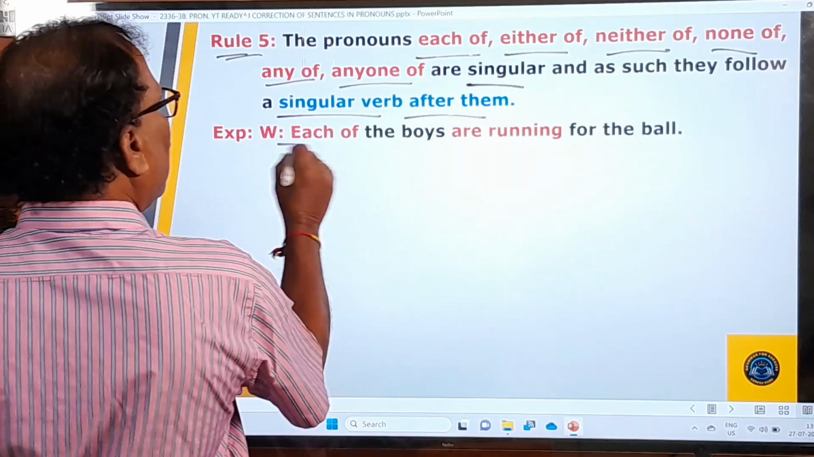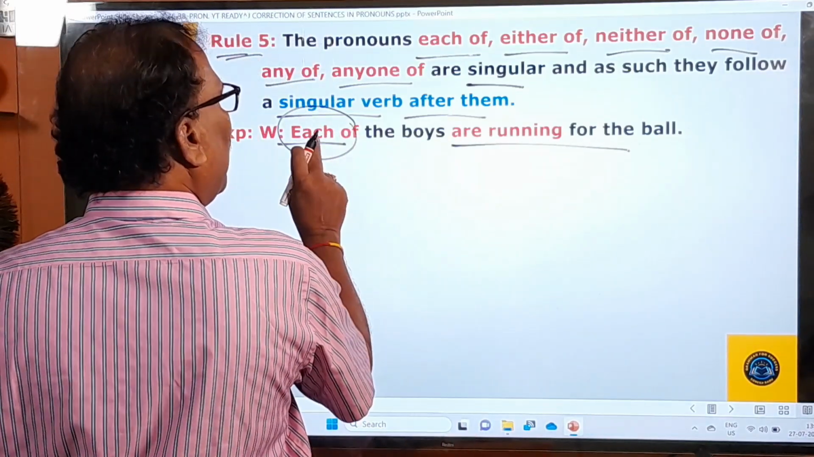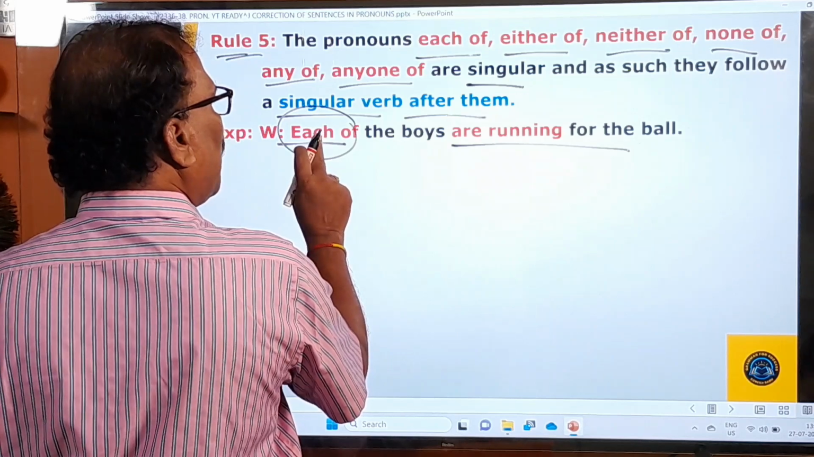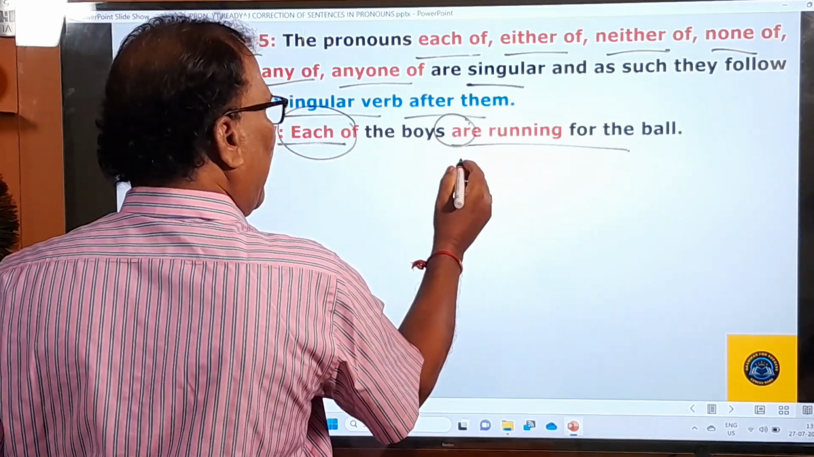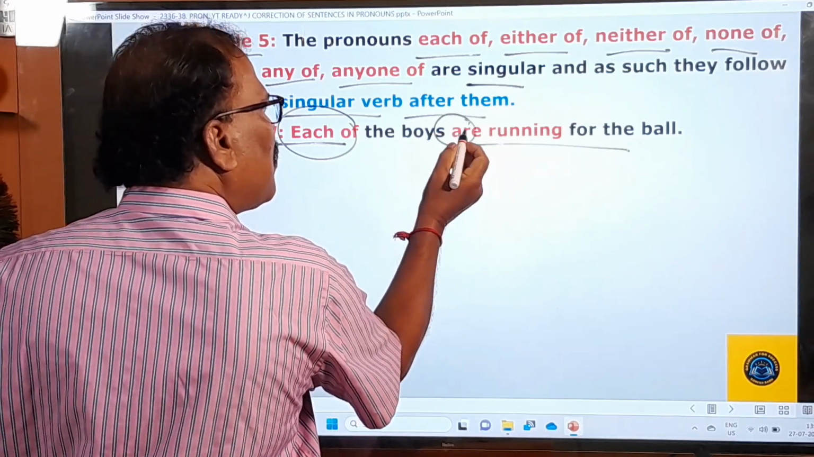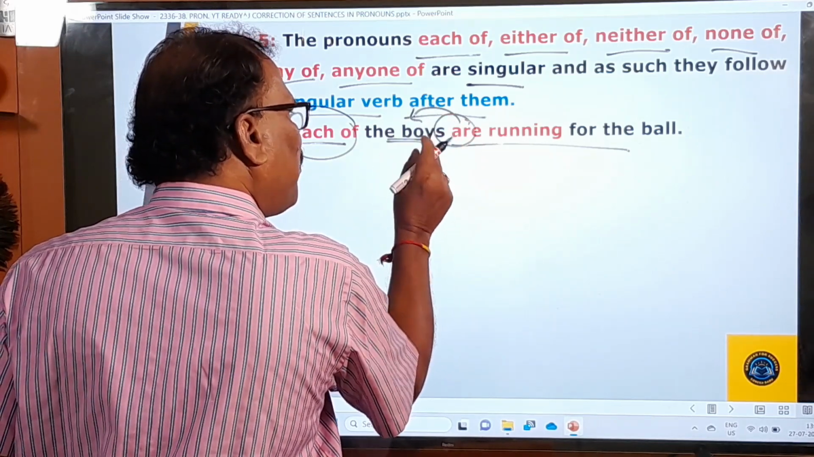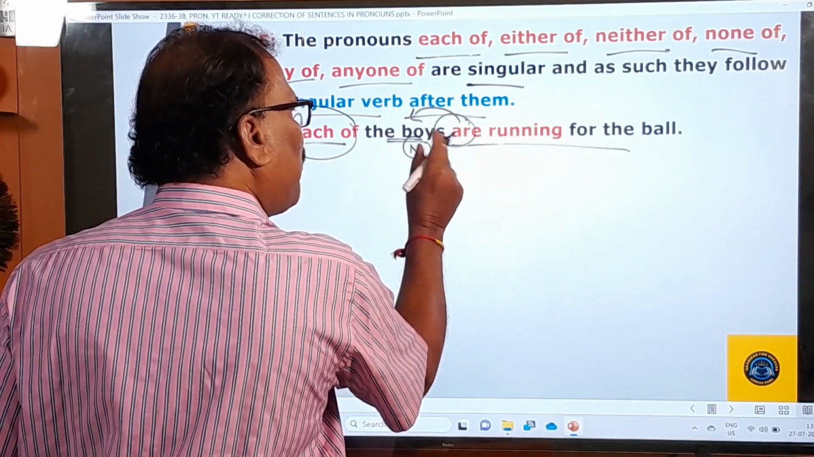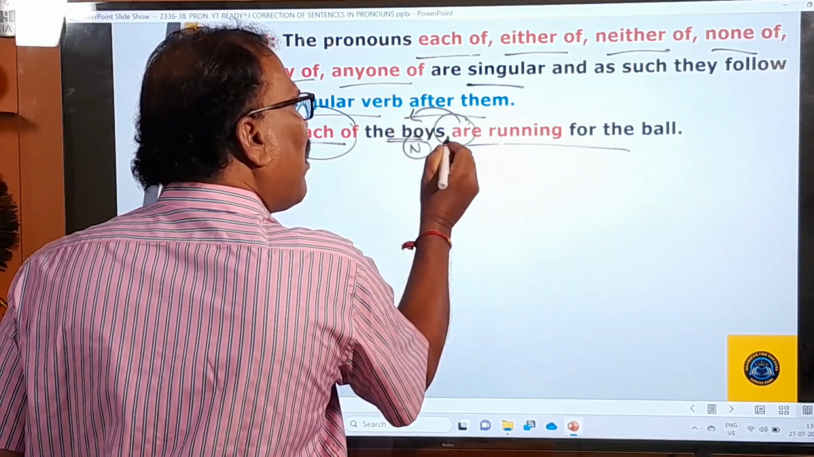Each of the boys are running for the ball. So, each of, what is that? Each of is a singular pronoun. After this, a plural verb should not be used. What should be there? Why does this mistake take place? Most of the students think of the immediately preceding noun. What is the immediately preceding noun? Boys. Boys is in the plural number. That's why they think "are" is correct.